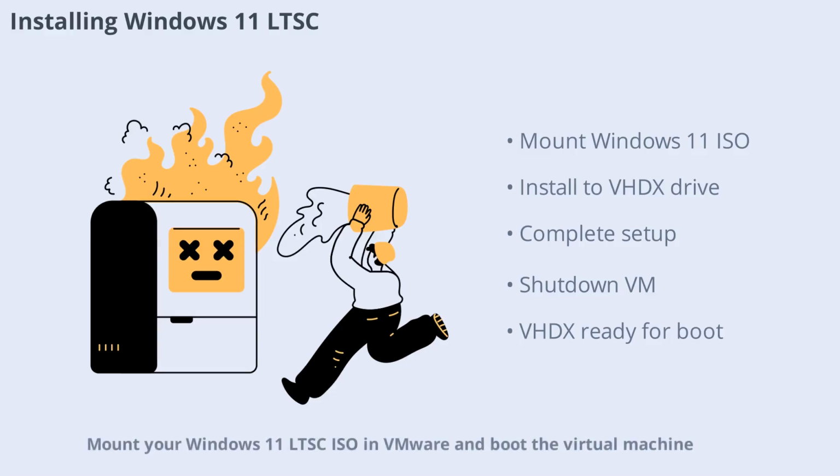Mount your Windows 11 LTSC ISO in VMware and boot the virtual machine. Proceed with the installation as you would on a regular PC, selecting the VHDX drive as the target. The setup will treat the VHDX as a normal disk. After installation completes, shut down the VM. Your Windows 11 system is now fully installed inside the VHDX file, ready for native boot.